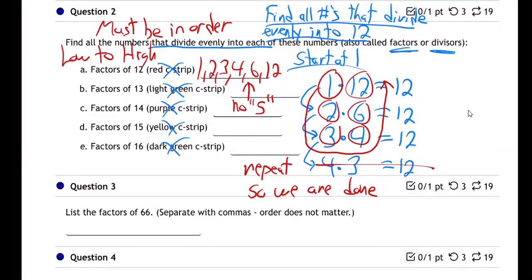We just found all the numbers that go evenly into 12. All the factors, also called divisors, of the number 12. All the things that divide 12 evenly.